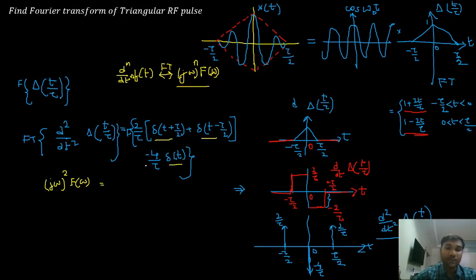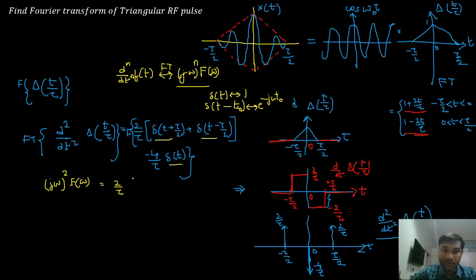So for that I'll take the Fourier transform of 2 by tau times delta of t. What is the Fourier transform of delta of t? It is 1, right? Now delta of t minus t naught, what is the Fourier transform? It is e power minus j omega t naught, right? So in place of t naught I have negative tau by 2.